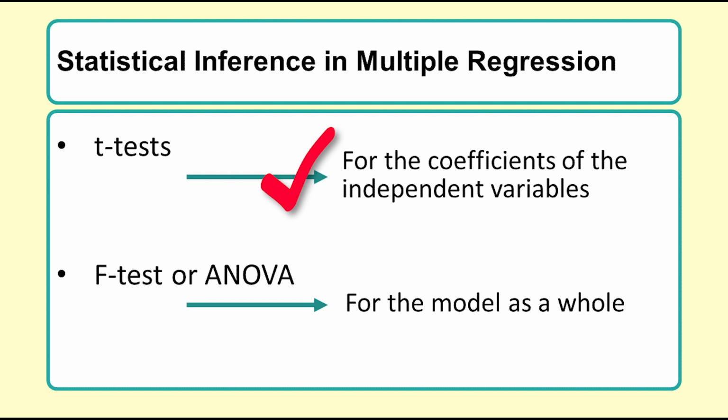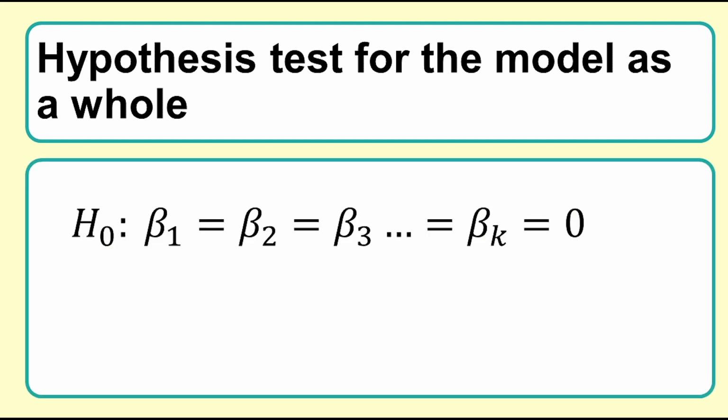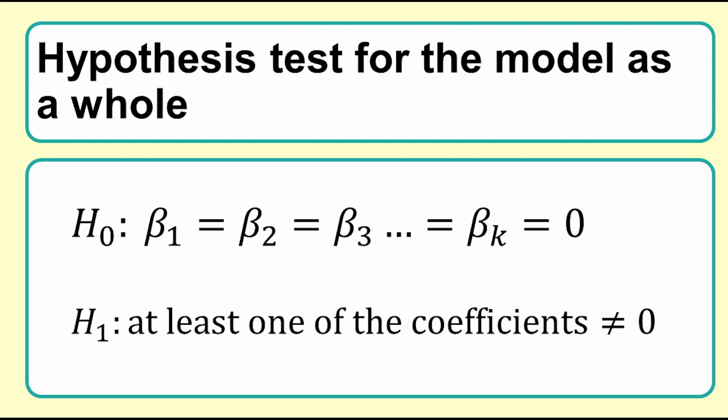Okay, so that is each of the individual coefficients, but what about the regression model as a whole? The null hypothesis is that all of the population coefficients are 0, and we write it like this: H0, beta 1 equals beta 2 equals beta 3, etc., which equals 0. The alternative hypothesis, H1, is that at least one of the population regression coefficients is not equal to 0.